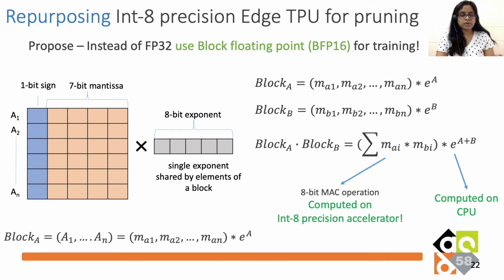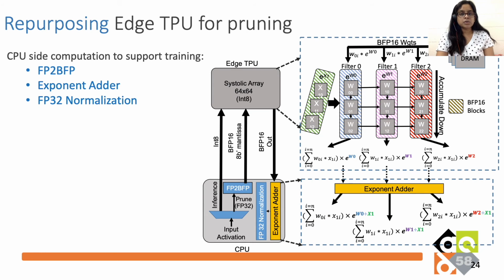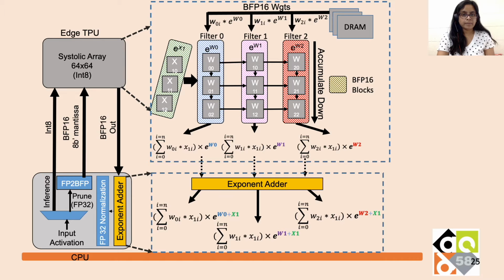So the dot product of two BFP16 blocks will be the dot product of the 8-bit mantissa and sign bit, which can be mapped directly on any int8 precision accelerator, whereas the exponent bits can be simply added on the CPU side. To repurpose HTPU for training, we have added multiple components to the CPU side to support the whole training or pruning purpose. So let's zoom into the picture to understand in detail.